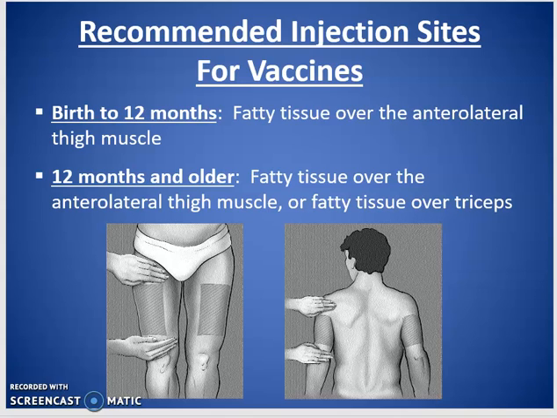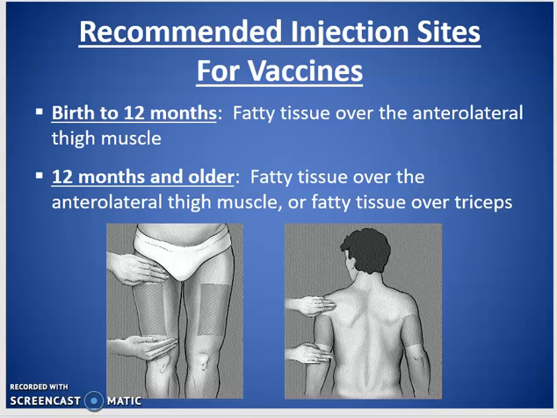For anyone else 12 months and older, the fat tissue over the anterolateral thigh can work, or the fatty tissue over the triceps. I'd say maybe you can get by with that thigh muscle maybe up until 5 or 6 years of age, with some kids not even that far. Subqs in the arm on anyone younger than that can be tricky, so you definitely want to make sure you have the right angle on it.